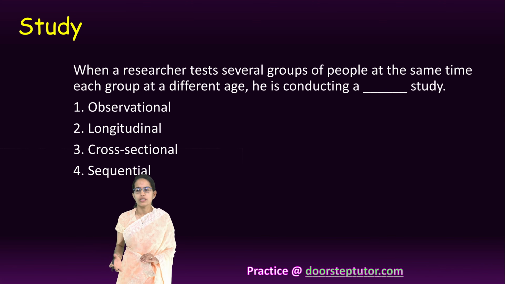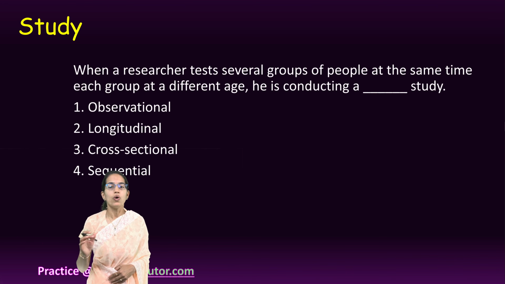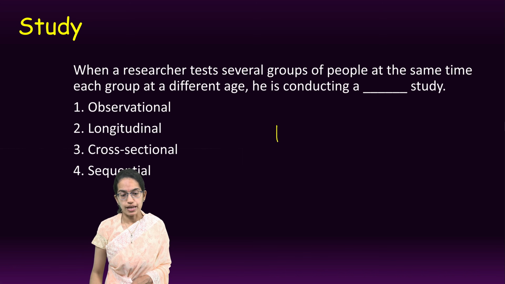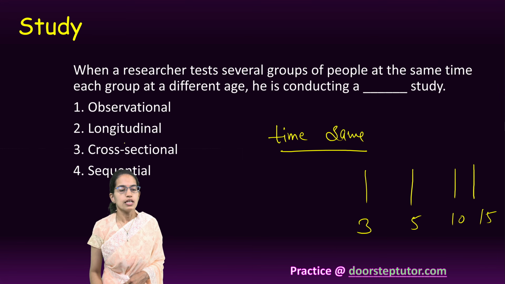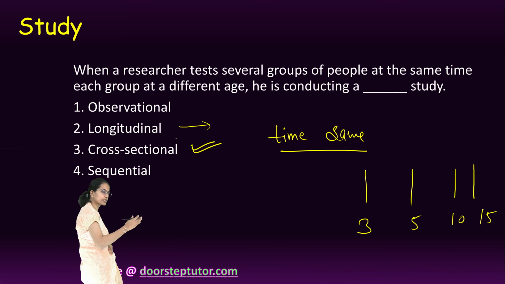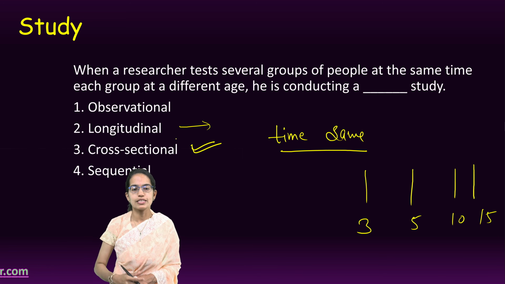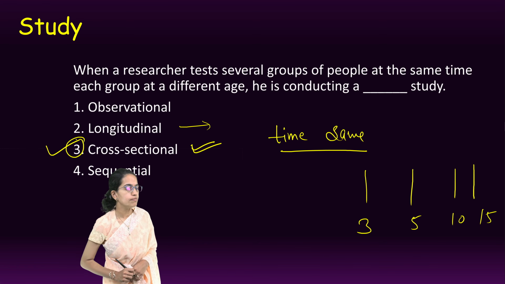The last of the questions that we would deal with is on the basics of study methods. So here, a researcher tests several groups of people at the same time, so the time is the same, very important, but they are from different age groups. So 3 years, 5 years, 10 years, 15 years. We call this cross-sectional. Longitudinal means the same person being studied over a period of time. Observational is simply you observe, and sequential is one after the other. So that's the difference. So here the correct answer becomes cross-sectional.